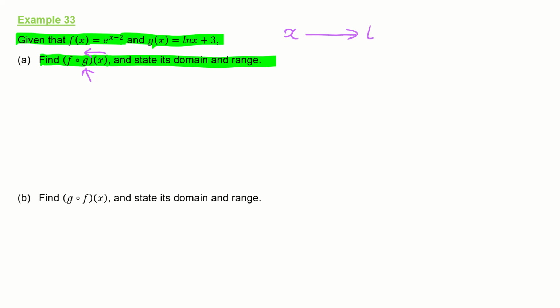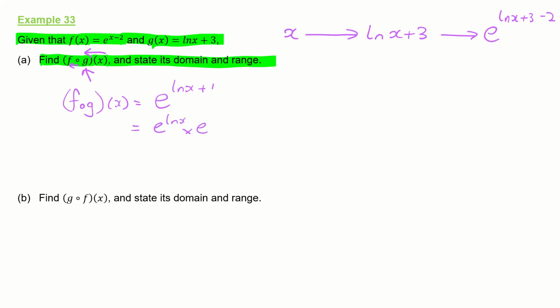So, x is going to go to ln x plus 3. And that is then going to go into the f function. So that is e to the ln x plus 3, take away 2. So f of g of x is going to be e to the ln x plus 1, which is e to the ln x times e to the 1.